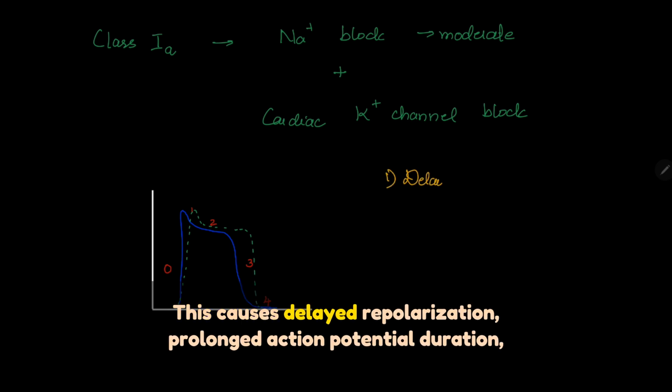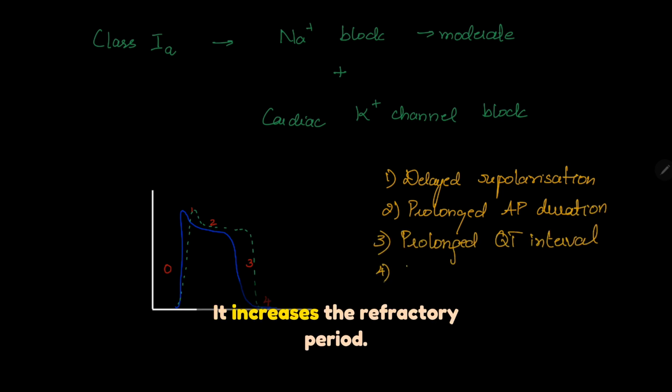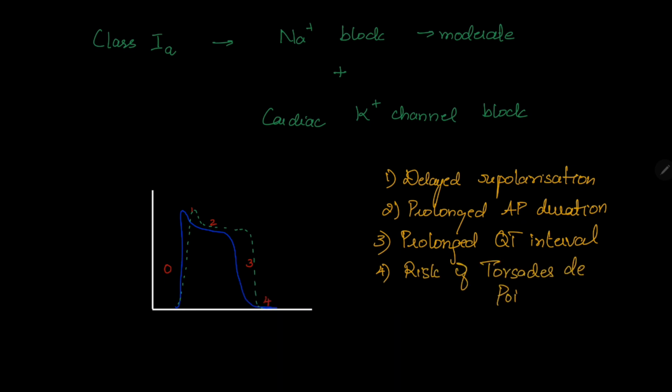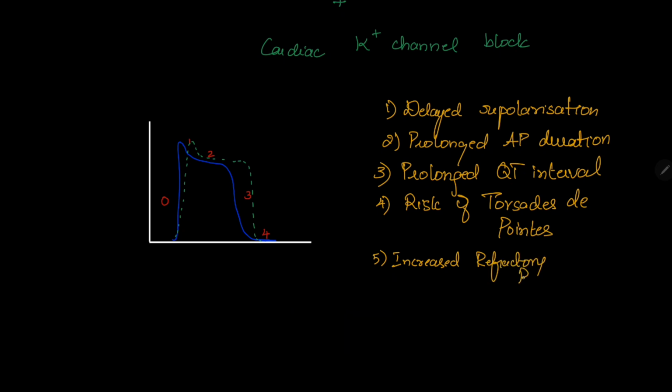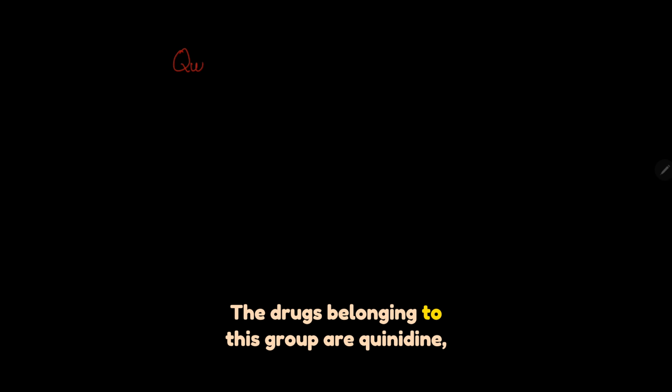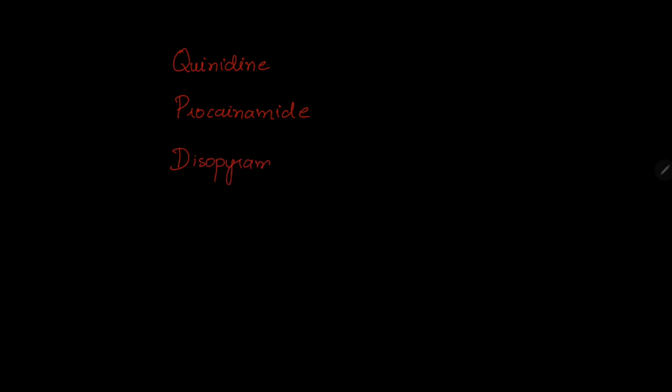This causes delayed repolarization, prolonged action potential duration and prolonged QT interval. It increases the refractory period. As it prolongs QT interval, there is a risk of torsades de pointes. The drugs belonging to this group are quinidine, procainamide, and disopyramide.